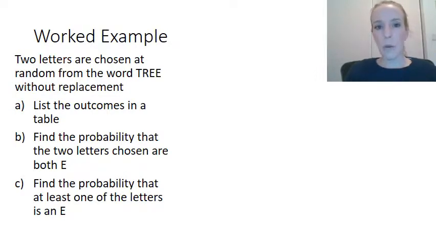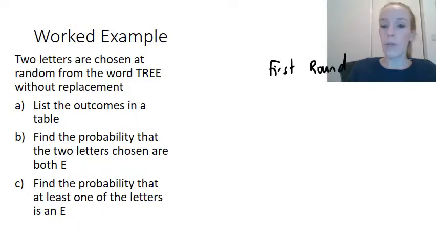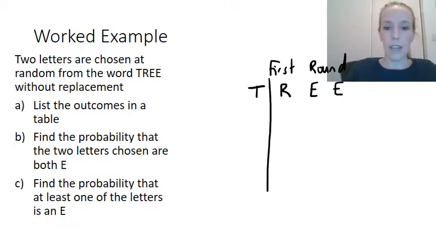Okay, so for our second worked example, we have 2 letters chosen at random from the word tree without replacement. That means we're not putting them back in once we've drawn them out. So for our first round, we could draw out all the letters from tree. We have the possibility of drawing out a T, R, E, or another E. So draw that down.